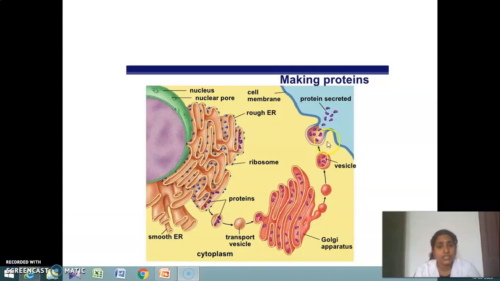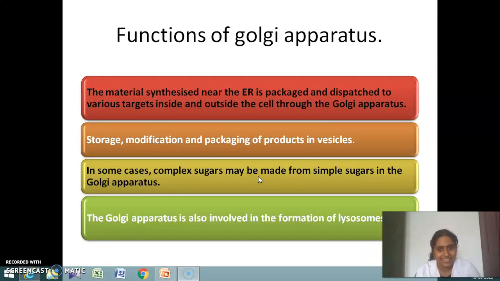Children, you observe this diagram very carefully. Here you can see some connections between this endoplasmic reticulum and Golgi apparatus, isn't it? So the material synthesized near endoplasmic reticulum is packed and dispatched to various targets inside and outside the cell through the Golgi apparatus. The function is clear? I thought the topics we discussed are clear for you.